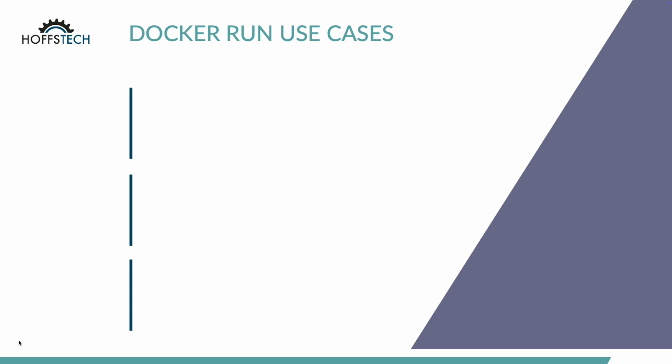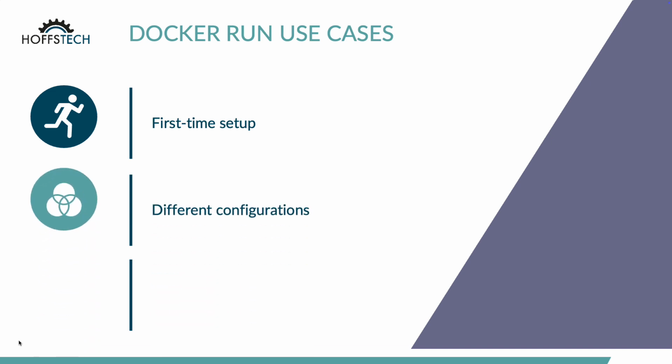Some use cases for the docker run command include first-time setup. Use docker run when creating a container from an image for the first time. Different configurations: if you need a container with a different setup, for example, custom ports or environment variables, docker run allows you to configure these at runtime. And stateless apps: for containers where you don't need to retain any data, docker run is ideal since it creates a fresh instance every time.